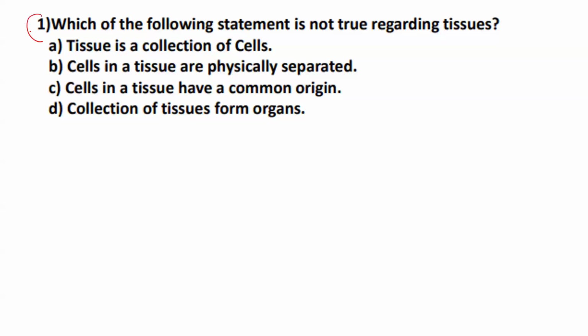Question number 1. Which of the following statements is not true regarding tissues? Tissue is a collection of cells. Partly it is correct. A collection of cells, a group of cells, is a tissue. Cells in a tissue are physically separated. No. Normally, when we take a tissue, physical connection between the cells is needed. So this word separated is wrong. Cells in a tissue have a common origin. Yes, that is a part of the definition of tissue.